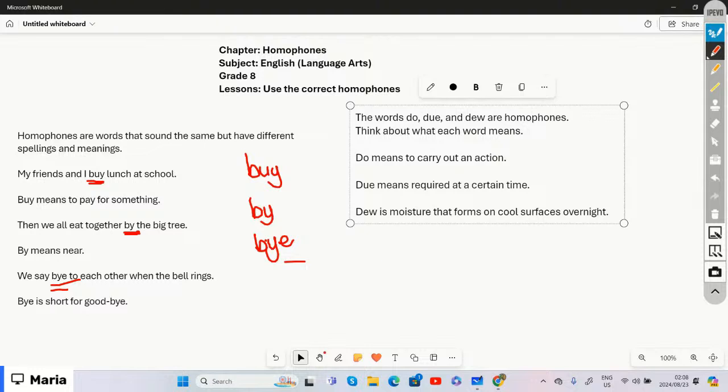But if you look at the meaning of those words, the meanings are different. The first word, buy, B-U-Y, is to pay for something. It's like going to the shop and you give your money in order to get your goods. Then by, B-Y, means near. It's where you'll be sitting, either here or there. And then B-Y-E is short for saying goodbye. It's like a greeting.